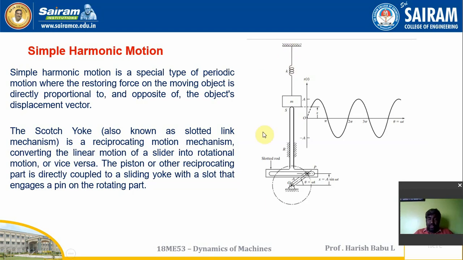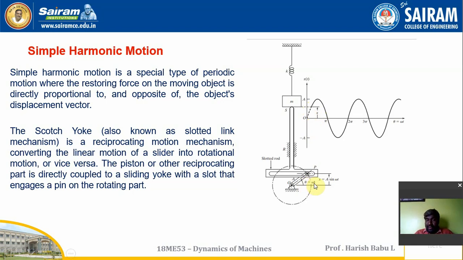Let us consider a Scotch yoke mechanism, also called a slotted link mechanism, which is a reciprocating motion mechanism converting the linear motion of a slider into rotational motion or vice versa. The position of the rotating part is directly coupled to a slotted link, whose slot engages the pin while rotating. If you see, this is a slotted rod. If the position is at angle 0, it will be at position O. When it moves through an angle theta, an x displacement is given, so the movement has been taken over here.